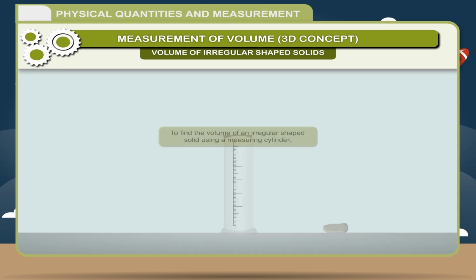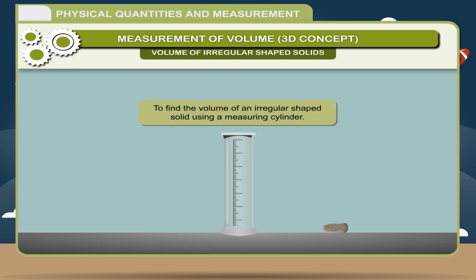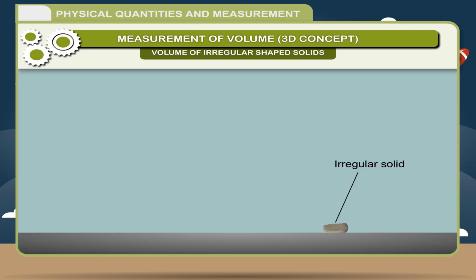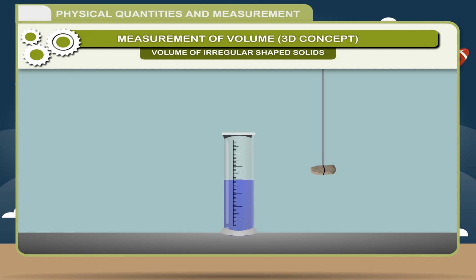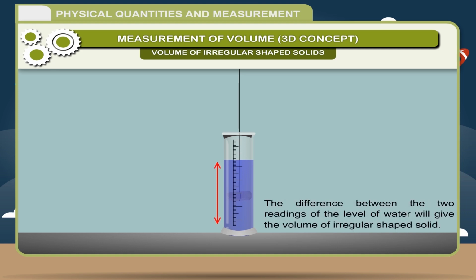Activity. To find the volume of an irregular shaped solid using a measuring cylinder. Take an irregular shaped solid and immerse it completely in a measuring cylinder filled with water. Note the reading of the measuring cylinder before immersing the solid and after immersing the solid. The level of water the second time rises up. The difference between the two readings of the level of water will give the volume of the irregular shaped solid.